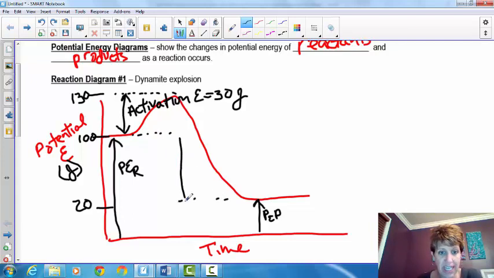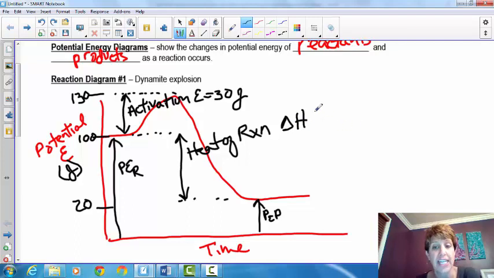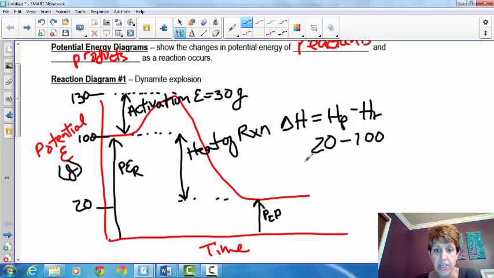Okay, lastly, I need the difference between where I started and where I ended. This is called the heat of the reaction. The heat of the reaction is delta H, the change in heat. That is always going to be equal to the heat of the products minus the heat of the reactants. So let's solve it for this reaction. My products had 20. My reactants had 100. So delta H is equal to negative 80.